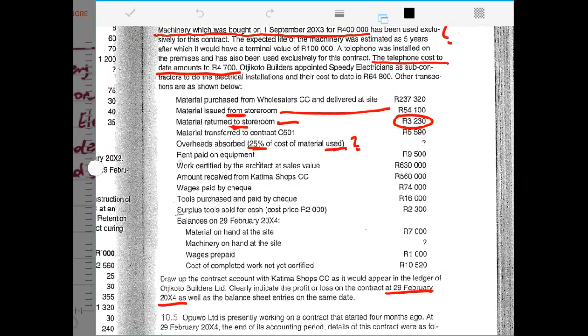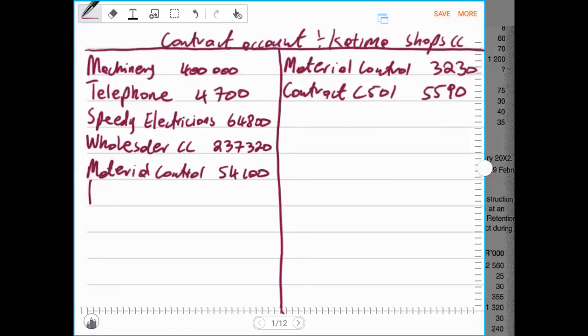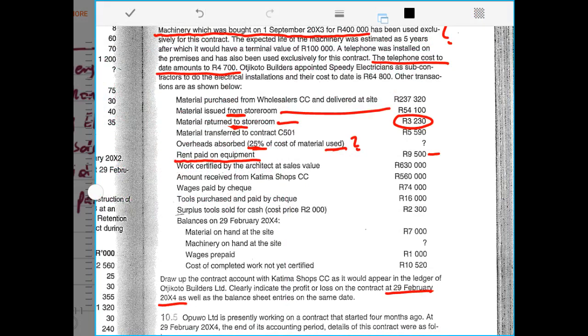Then it says that rent paid on equipment is 9,500. This is the cost that we have incurred for the equipment. We could have hired or rented equipment for 9,500, and it is for this contract. So now the rent paid will have to be recorded on the debit side. Rent paid, and this rent is paid on equipment. So now we record this as an expense for this contract, and this rent is 9,500 rands, and we record that on the debit side because it's the cost that is incurred for the contract.